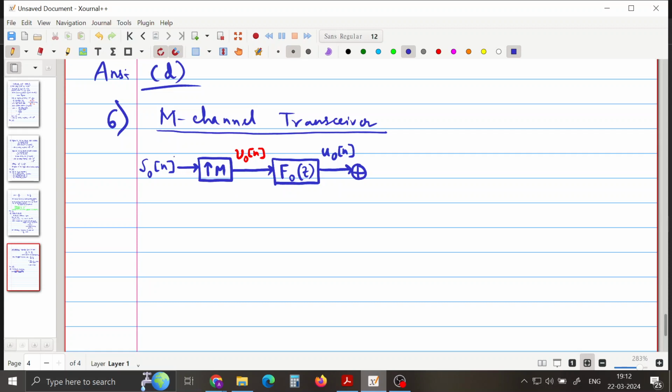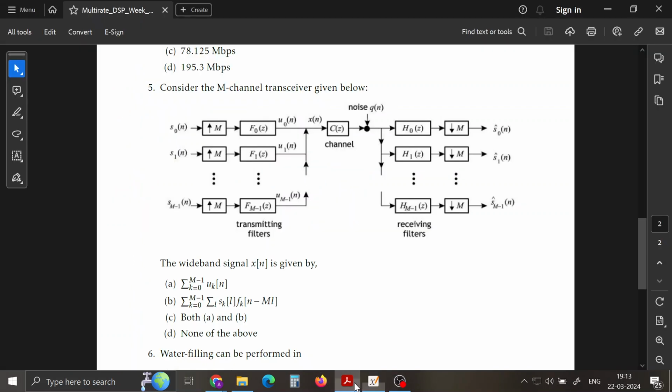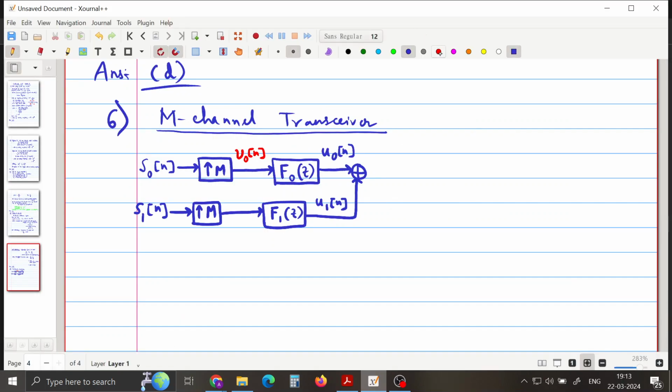Okay, now similarly for the next branch we have S1 of n, again that goes through the upsampler. Then there is the filter F1 of z. Then it goes to the adder. So this signal here would be U1 of n. It is already given in the diagram of the question. And like I did for the first branch, I will also introduce an intermediate sequence V1 of n for the second branch as well. And similarly it continues till the mth branch.